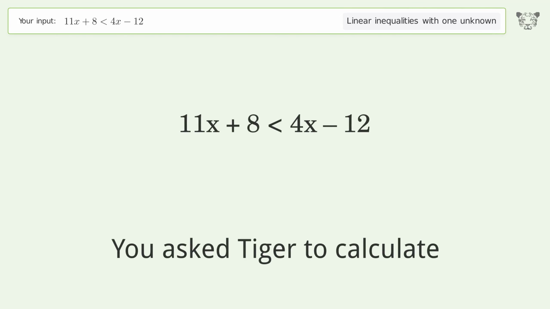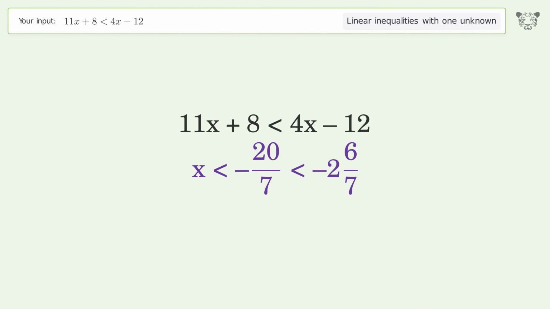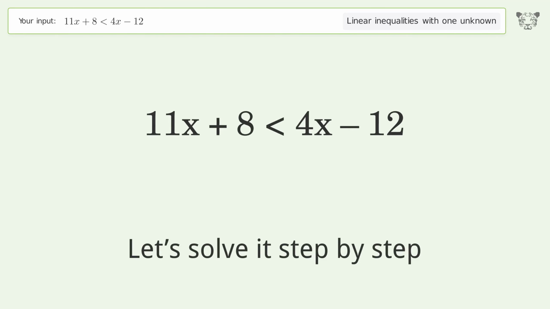You ask Tiger to calculate. This deals with linear inequalities with one unknown. The final result is x smaller than -20/7 smaller than -26/7. Let's solve it step by step.